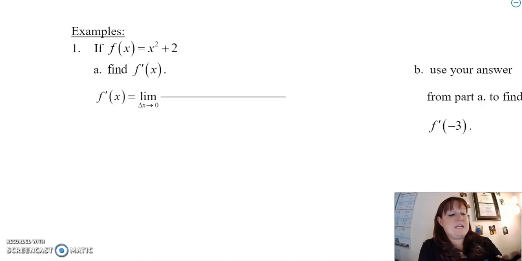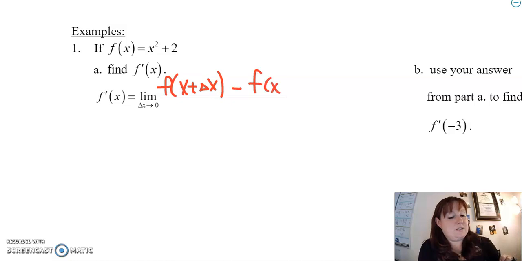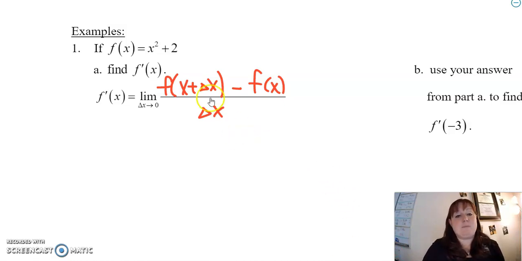Okay, so let's use the limit definition of the derivative to figure this out. So f of x is x squared plus 2. So the first part of the limit definition of derivative is I need f of x plus change in x, minus f of x, all over change in x. Okay, that's the actual limit definition of the derivative. So now I just need to put in each of these things. So remember that this means I'm just going to put x plus change in x inside of this function.